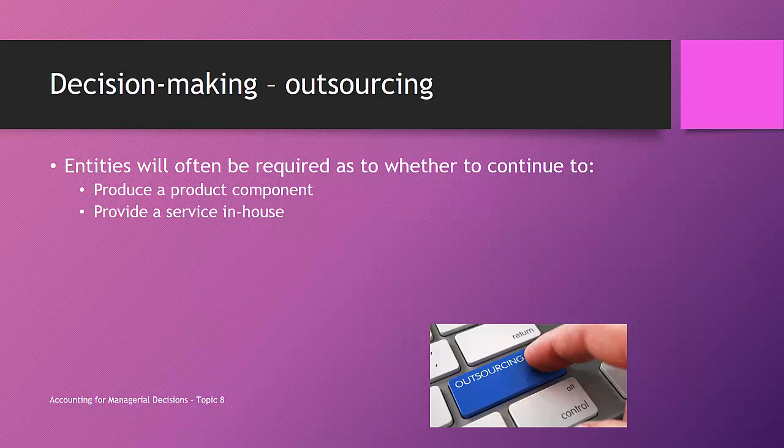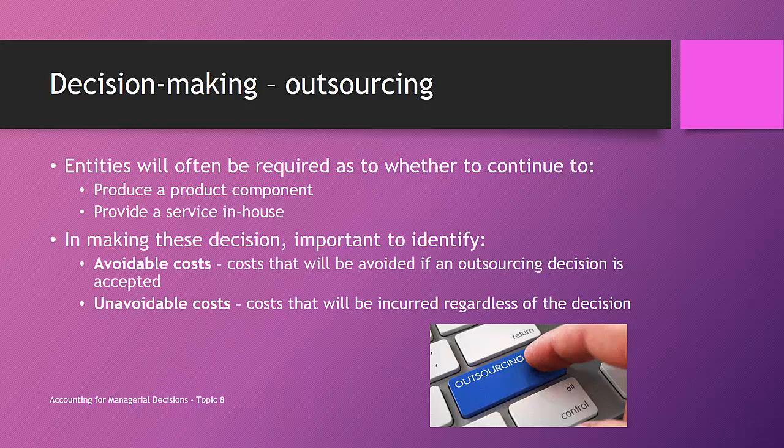Entities will often be required to decide whether to continue to produce a product component or produce a service in-house. So we're talking about outsourcing type decisions. In making these sorts of decisions, it is again important to identify relevant costs. What would be avoided if an outsourcing decision is accepted, and what would still be incurred regardless of the decision? Because just because you offshore production overseas, there are still going to be costs incurred that would have been incurred had you still been producing onshore. So you need to work through that. But again, what you're picking up is what changes. That's the big thing between decisions. If you go down path A or path B, and regardless of the path you go down that thing stays the same, then it is not a relevant piece of information.